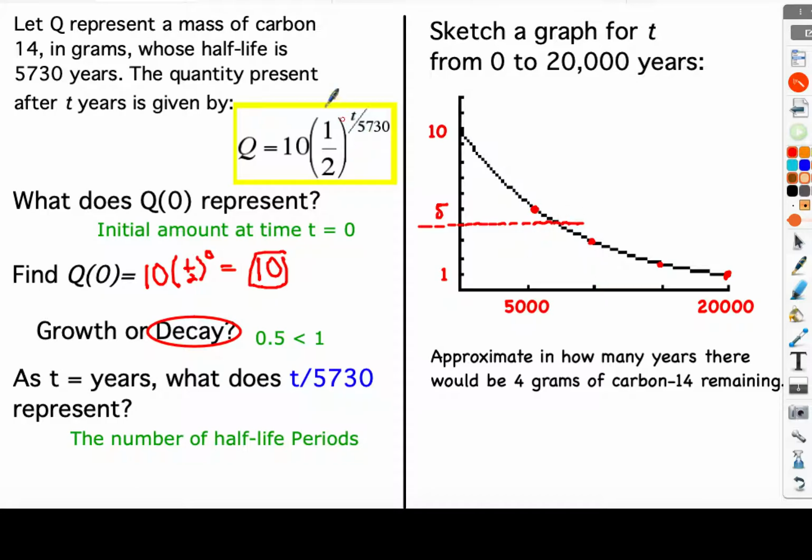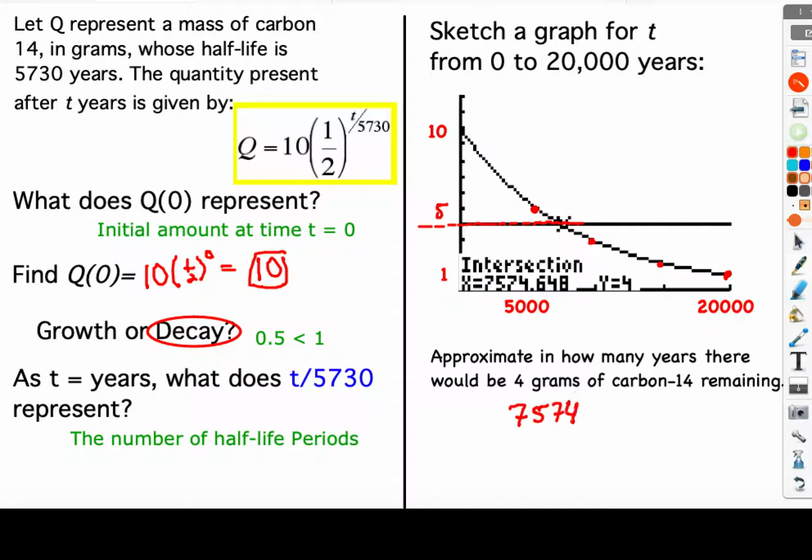And since we haven't really studied solving these equations for a while, the easiest way to do that is actually to put that in my calculator. We're going to put that into the calculator, and we're just going to use our intersect function. I'm going to graph a line at y equals 4. And if I press second calculate on my TI-84 calculator, I can figure out where those two lines cross. They're going to intersect at approximately 7,574.648 years.